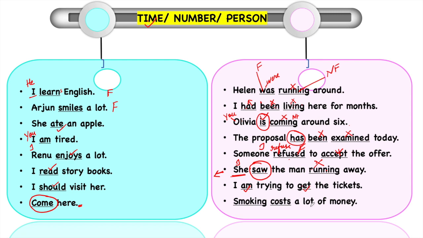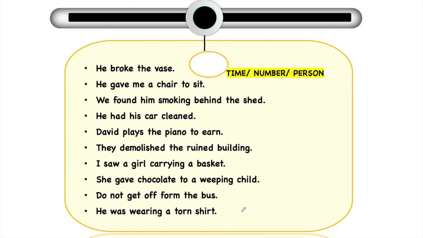Smoking costs a lot of money. Smoking will cost a lot of money. Smoking will remain unchanged. Cost will get changed. Non-finite verb, finite verb. I hope till now the concept is clear so we can easily solve this exercise.